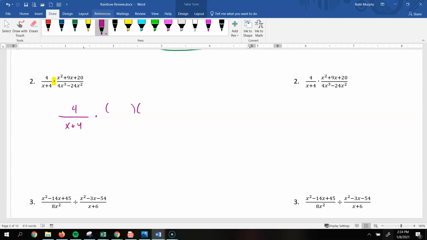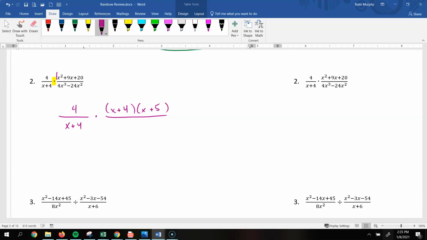The first thing I'm going to do is look at factoring the numerator. I recognize that our a value, our leading coefficient, is 1, so we can do this shortcut way without having to use the box method. I'm trying to find two numbers that multiply to be 20 and add together to be 9. That would be 4 and 5, because 4 times 5 is 20, and 4 plus 5 is 9.